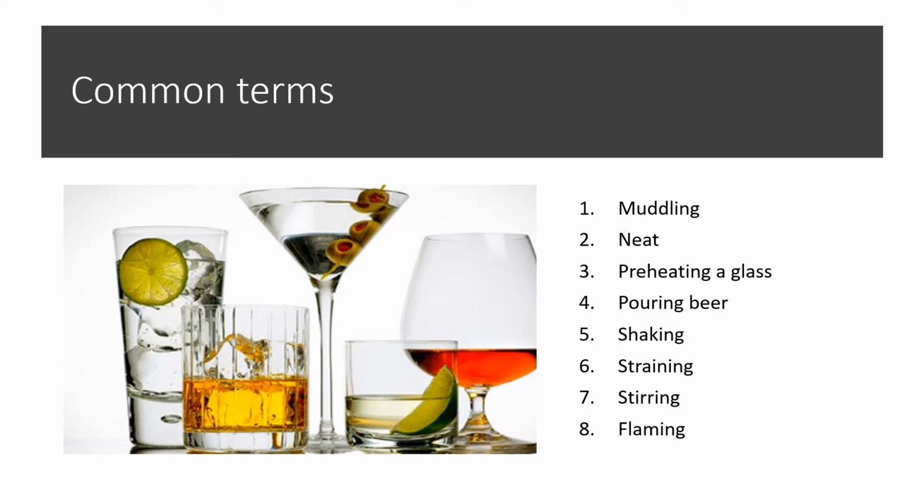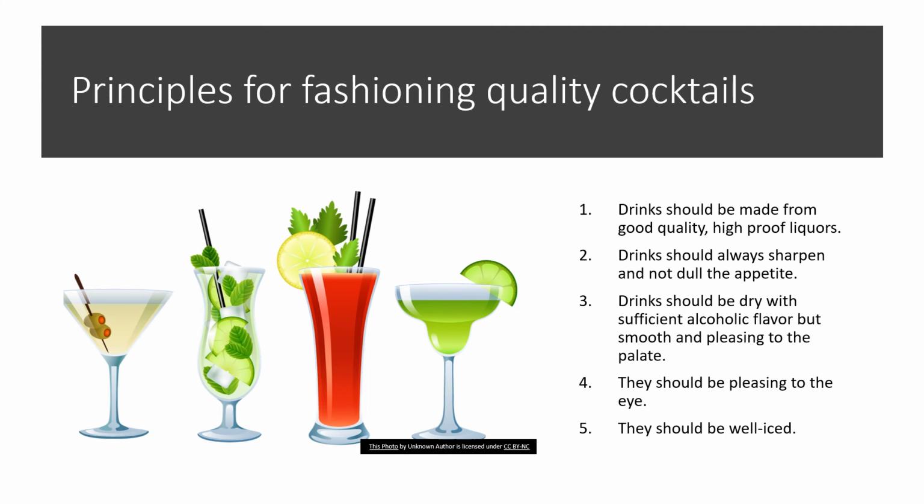So we have muddling, neat, preheating a glass, pouring a beer, shaking, straining, stirring, and flaming. There are 5 principles for fashioning quality cocktails that we should remember. The first one is that drinks should be made from good quality, high-proof liquor, so using the highest quality spirits and liqueur as well as freshly squeezed juice is of the utmost importance.